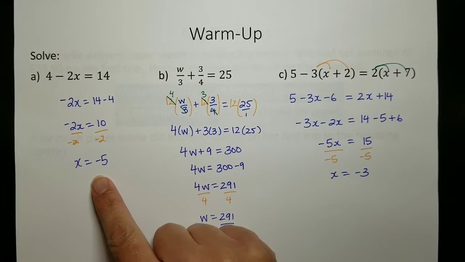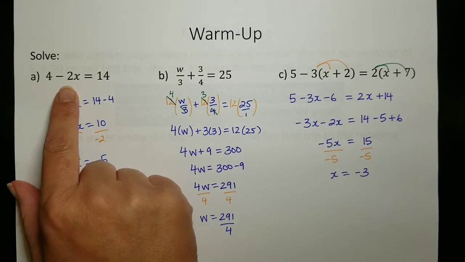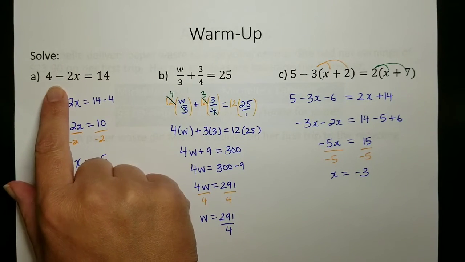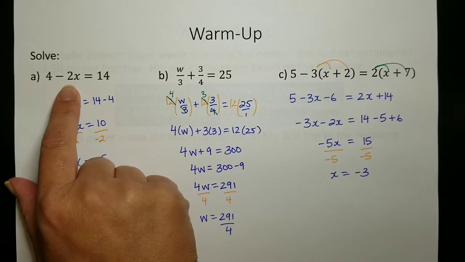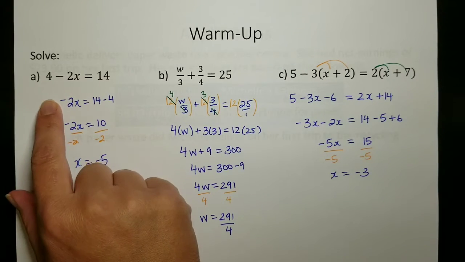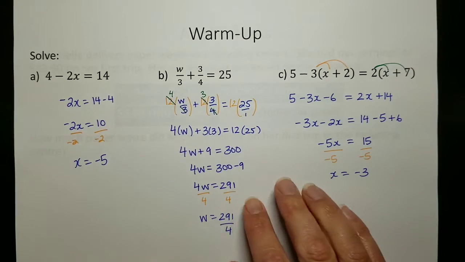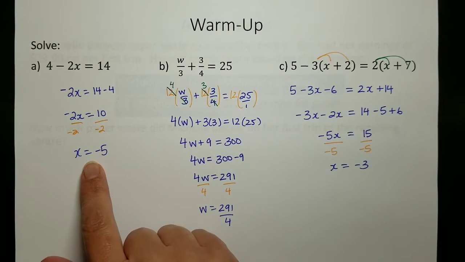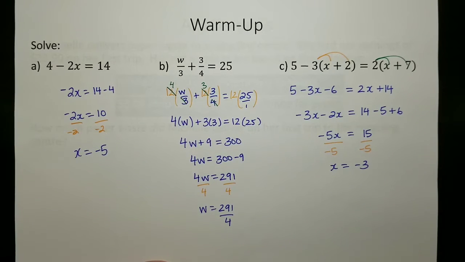In the first one, pretty straightforward. Sometimes people get a little bit mixed up with the signs here when the x and the number are written in a different order than normal. But we get negative 2x equals 14 minus 4, negative 2x is 10, and dividing out we get x equals negative 5.